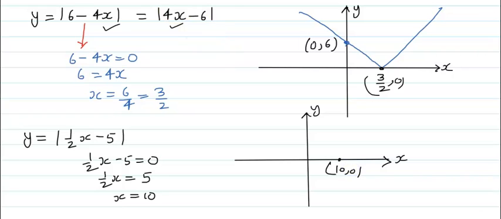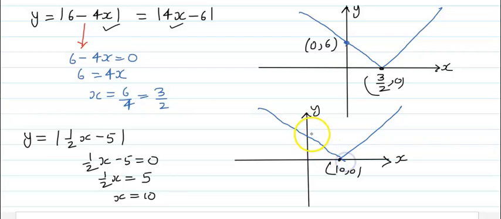Okay, and now you will get a V-shaped graph. So it will be going like this and it is going like this. We need to find this point's coordinate. To find this point's coordinate, what you need to do is put x equal to 0.